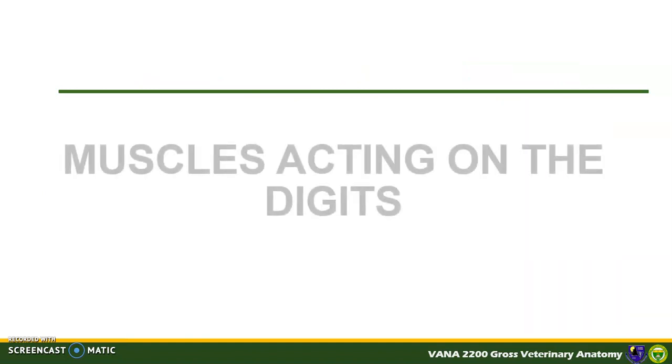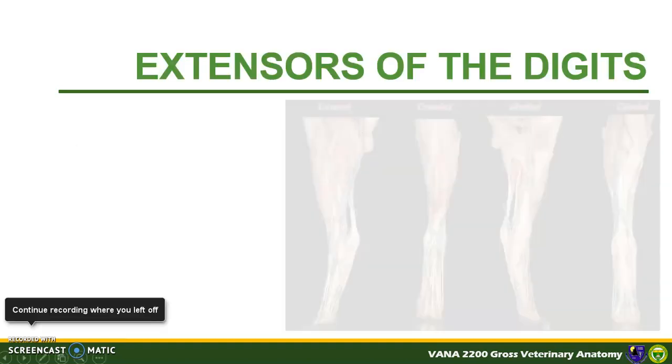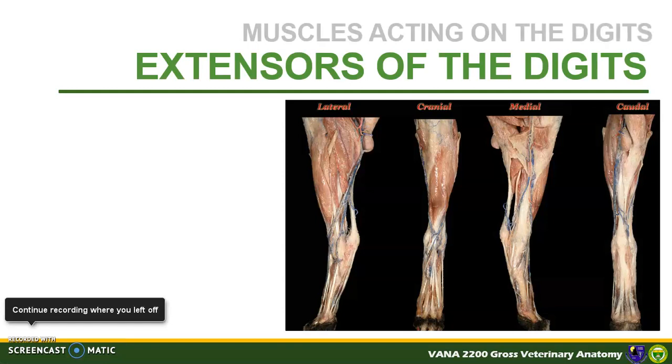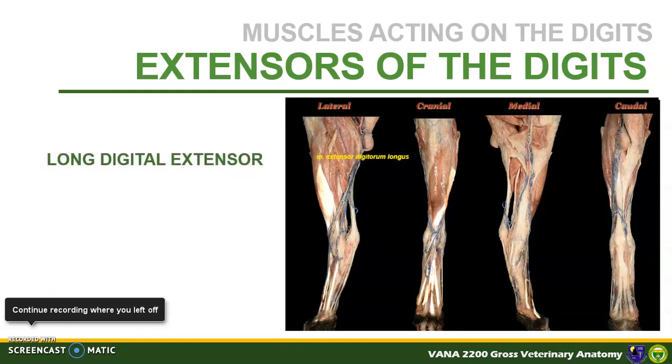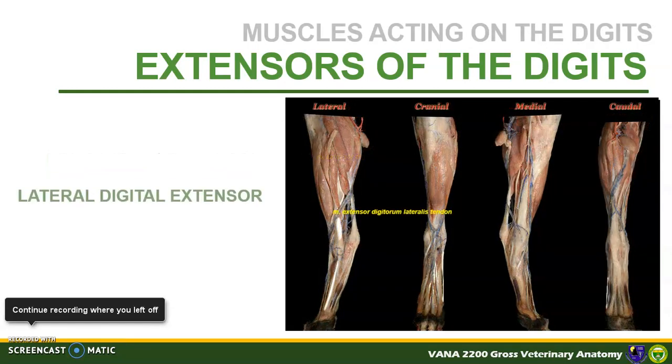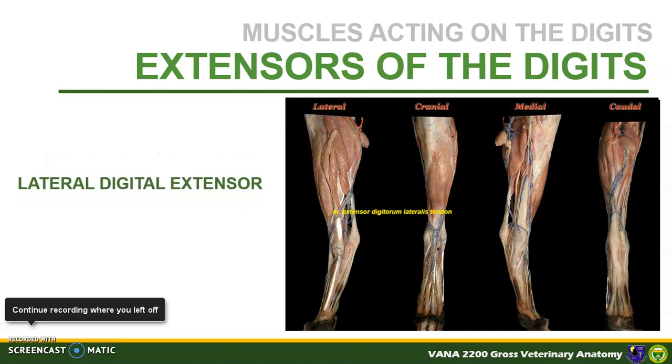Finally, let us discuss the muscles acting on the digit of the pelvic limb. Extensors of the digit include the long digital extensor and the lateral digital extensor located deep to the long digital extensor and the peroneus longus. In this picture, only the tendons can be seen.